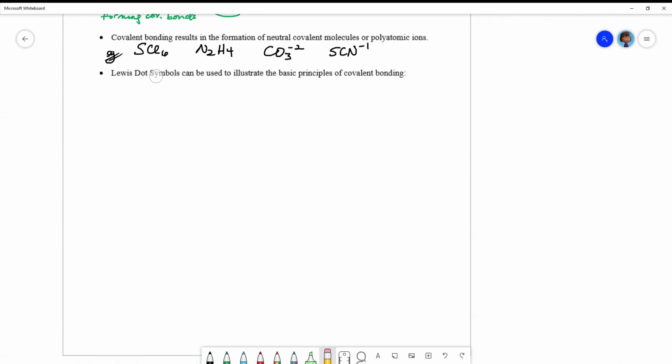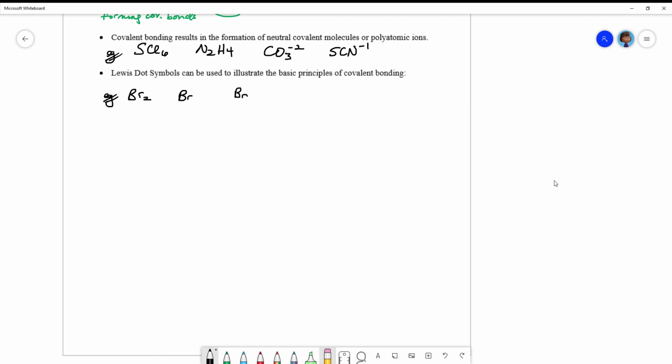Okay, now one of the easiest ways to illustrate the basic principles of covalent bonding is to use Lewis dot symbols. Our good old Lewis dot symbols can be used to illustrate the principles of covalent bonding. So let's take a very simple example to illustrate. Let's take Br2, diatomic bromine. That's a bromine atom bonded to another bromine atom. So let's write the Lewis dot symbols for bromine. We have 2 bromines, so let's write it twice.